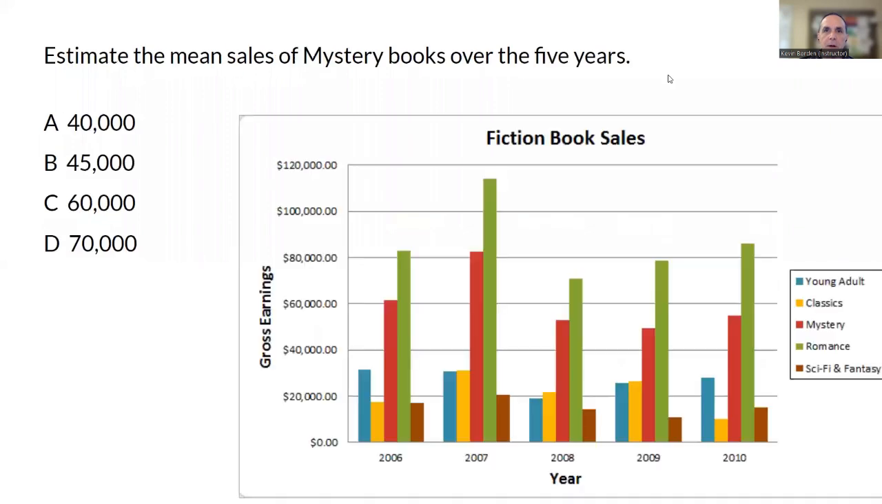All right, next problem. Estimate the mean sales of mystery books over the 5 years. Notice that our chart has 5 different years here. This is a much busier chart, you might say, because we've got 1, 2, 3, 4, 5 bars for each year. And each bar represents the sales of a different type of book. So pause the video, work on your solution, and resume to see the answer.